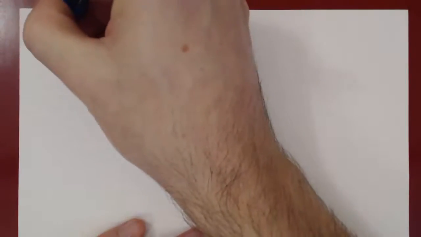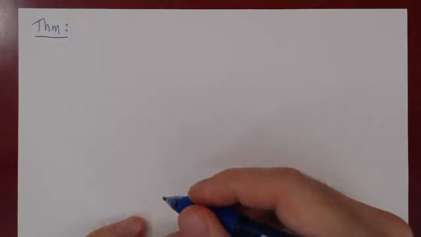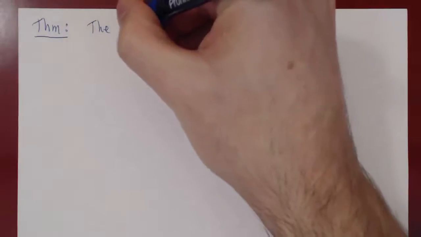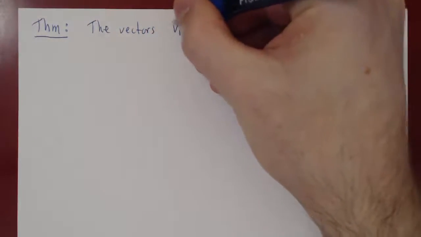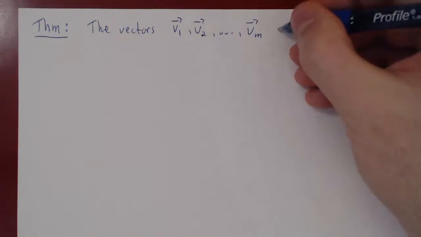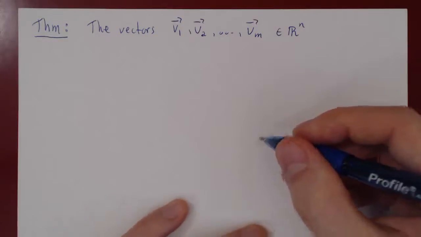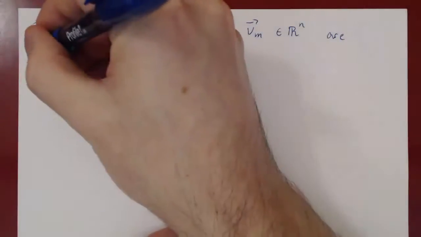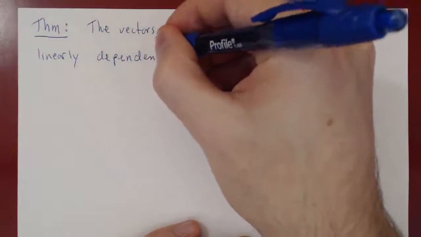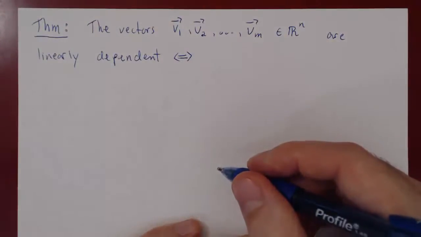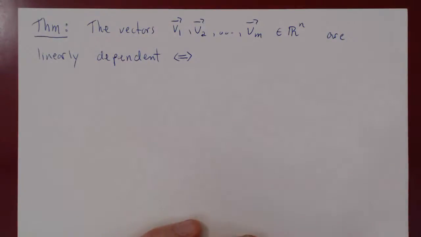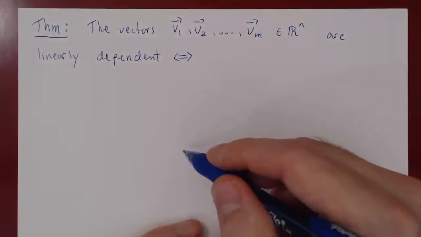And this is a theorem, which again will make it clear why we are using the term independent and dependent. So again, let's assume we have m vectors in Rn. These m vectors are linearly dependent if and only if, so now we are giving an equivalent statement, and this will be a more intuitive notion, if and only if one of them is a linear combination of the others.